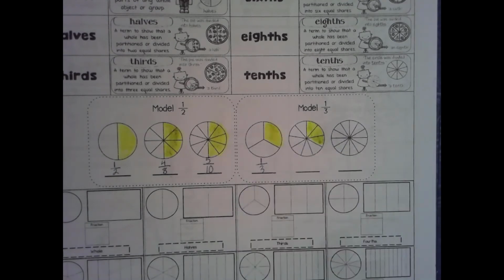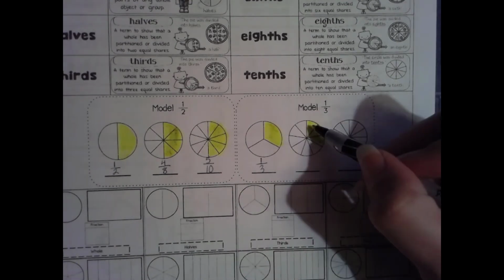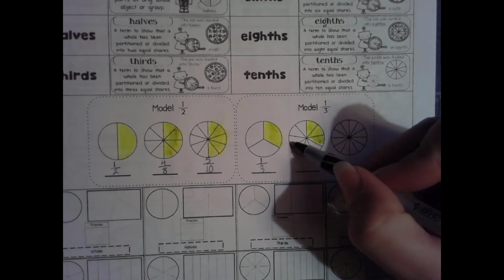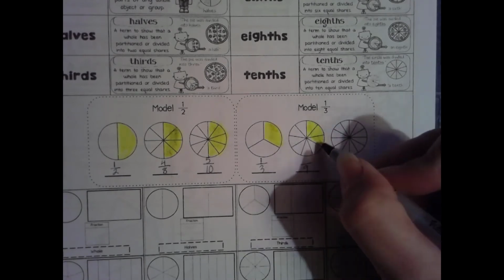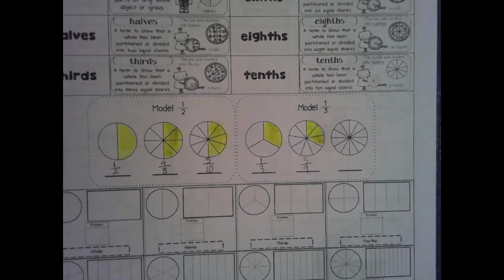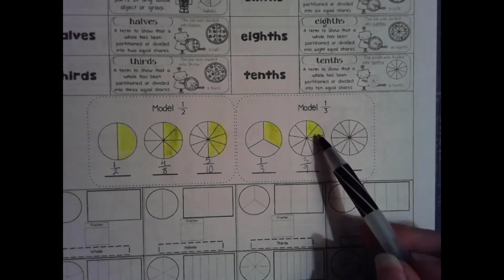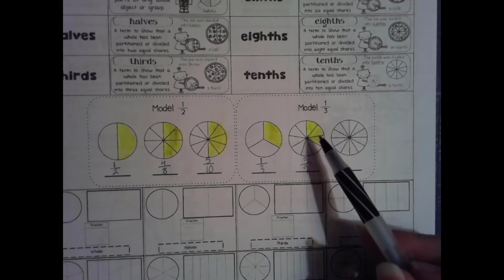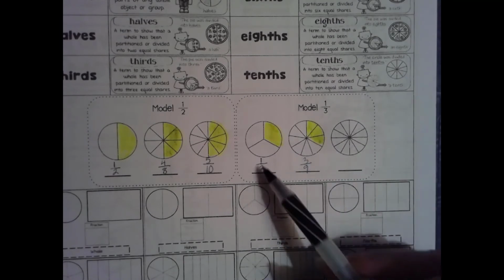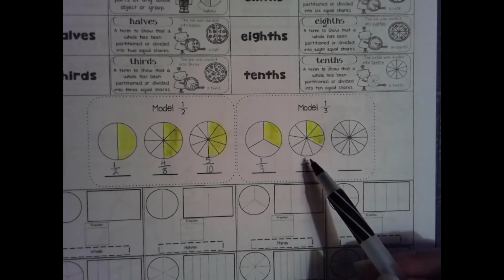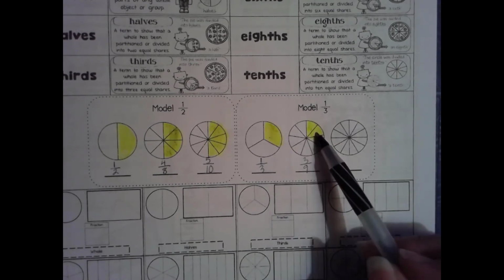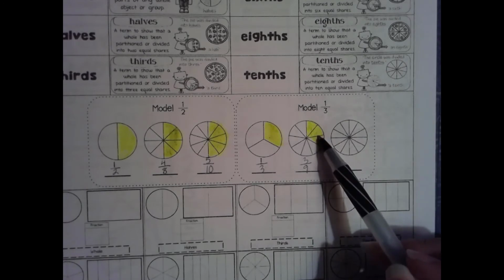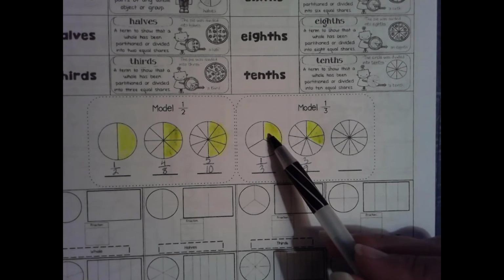Same amount shaded in. Well, now I have 1, 2, 3, 4, 5, 6, 7, 8, 9 total pieces. And 1, 2, 3 shaded in. Same amount is shaded in. It's just now my pieces are smaller. So 1/3 is equivalent to 3/9. These are exactly the same amount shaded. It's just that these pieces are smaller. But put together, it's equal to this.